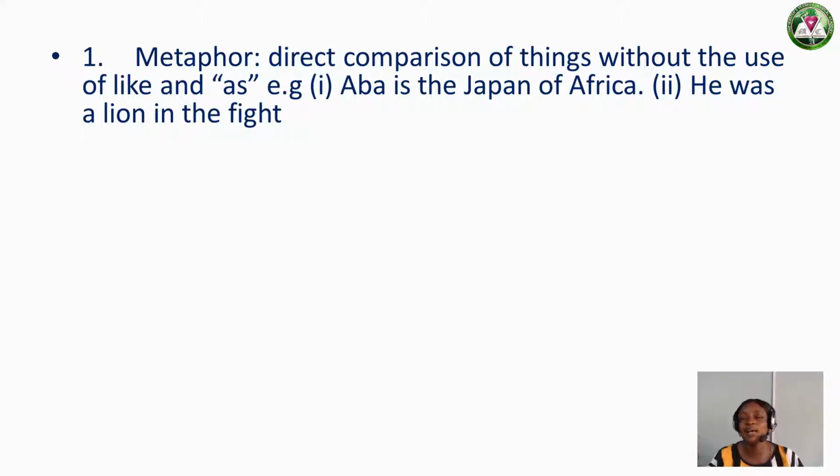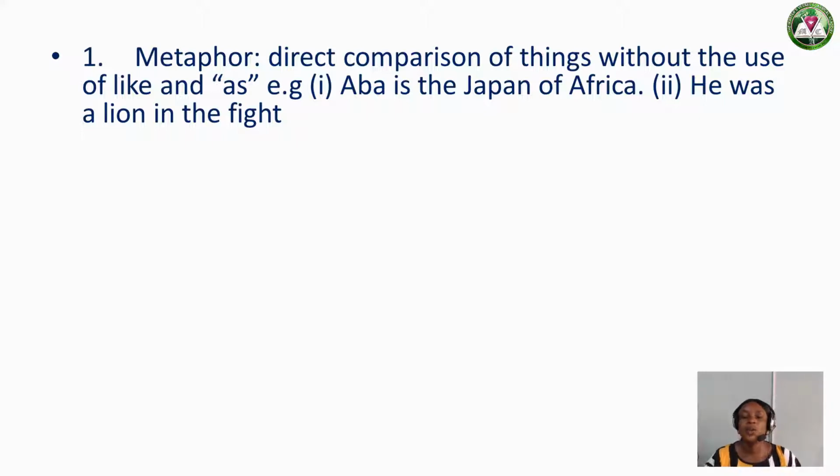If it were to be simile, we'd say Aba is like Japan in Africa. But here we said Aba is the Japan of Africa, and you can see the comparison here. Aba is an industrialized area just like Japan. So I guess that is where the comparison is coming from.